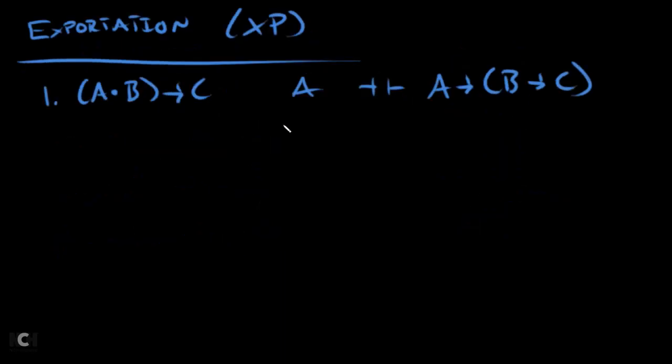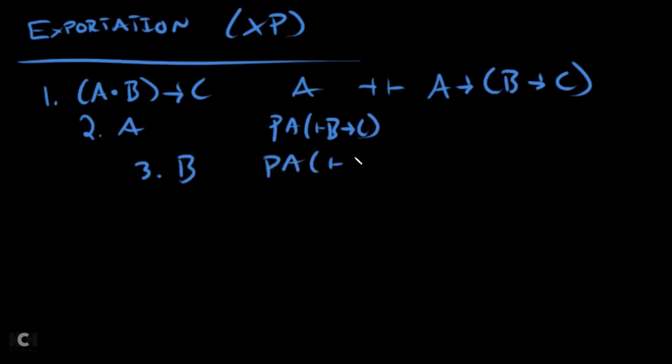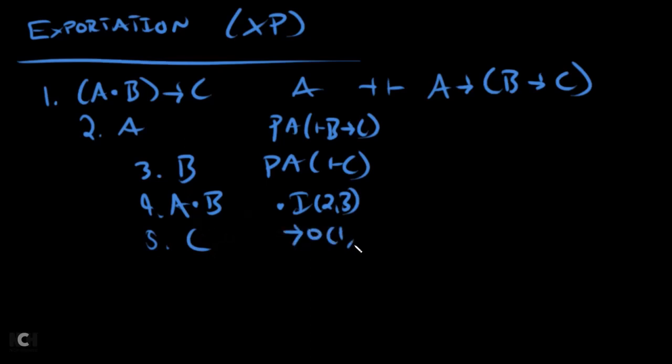So in order to prove that we could go between these two, we'd have to do two separate proofs. First of all, we'd have to provisionally assume A in order to get B arrow C. Now with this A here, we have to do another provisional assumption of B in order to get C. And then we could say, yeah, A and B is a thing. And in 2 and 3, we could do an arrow out and get C, arrow out 1 and 4.